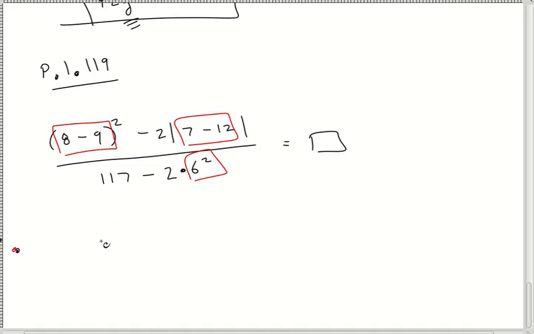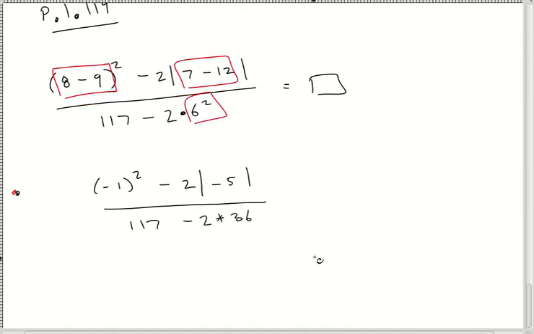So I got a -1 squared minus 2 times absolute value of whatever this is, -5, right? And then all divided by the 117 minus 2 times 36. Okay, let's keep simplifying here. We got -1 squared, 2 negatives make a +1. And I'm going to do this thing first, this absolute value. And so what I have is a +5 out of that. You don't have to put the plus sign, but you get the idea. I'm just saying that this right here, this thing turned into a +5.